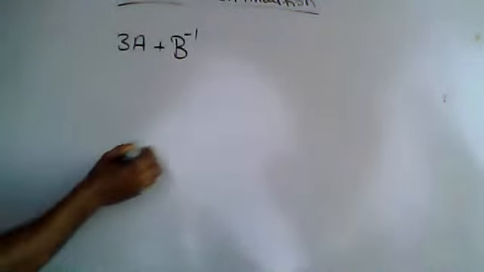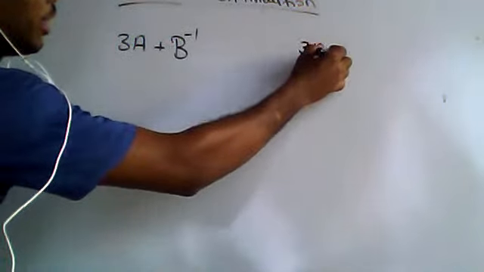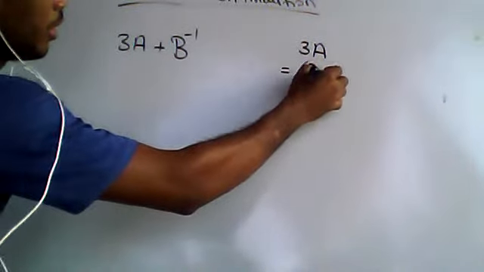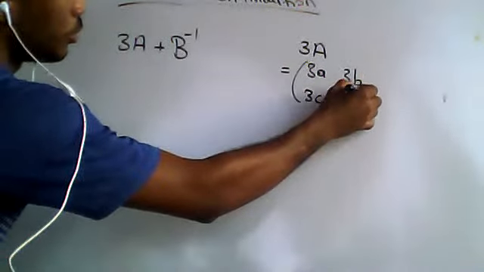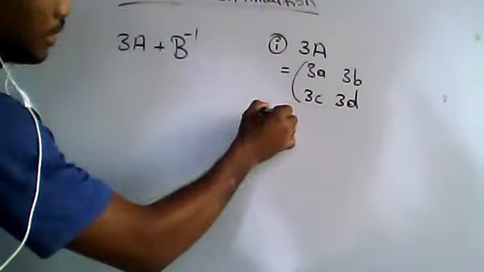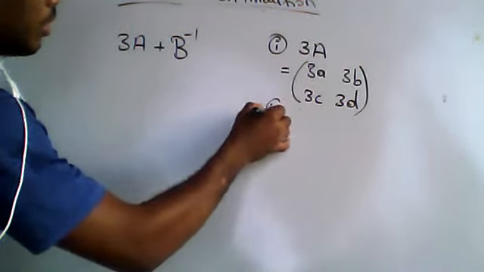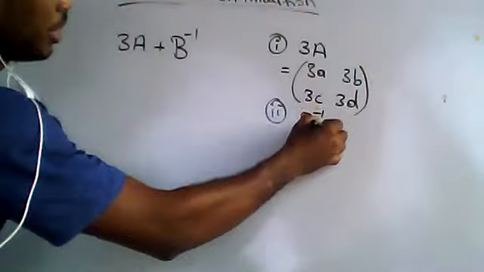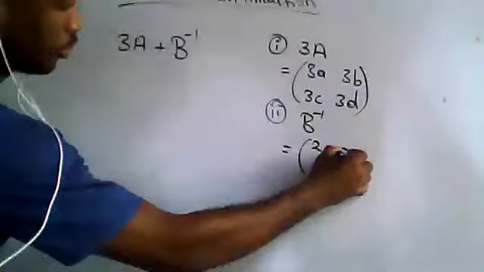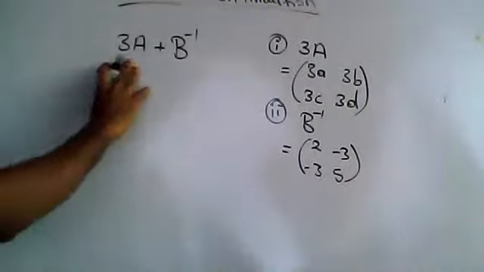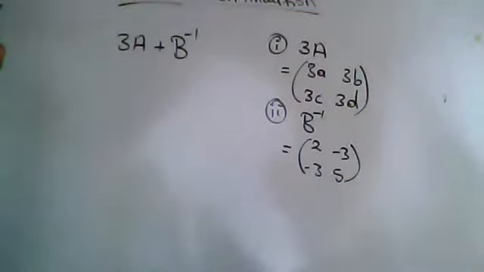We're supposed to determine 3A plus B inverse. Now recall 3A. 3A was equal to 3a, 3b, 3c, and 3d. That was 3A from the first question. The second question, we had B. We were supposed to determine B inverse, and B inverse was equal to 2, minus 3, minus 3, 5. So this is what they want us to do, the sum of 3A plus B inverse.